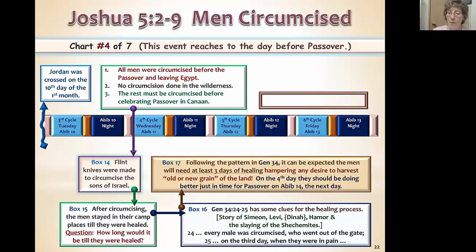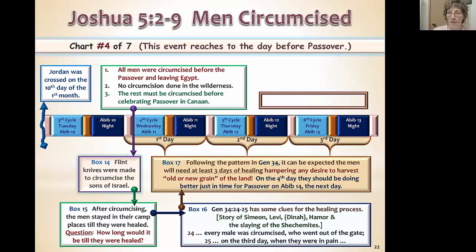If we want to follow the pattern in Genesis 34, can we not expect the men of Israel to need at least 3 days of healing? So it would have started right there. First day of healing would have been Wednesday, Abib 11, and the second day would have been Thursday, Abib 12, and the third day, look, would be Friday, Abib 13, taking us up to the day before Passover.